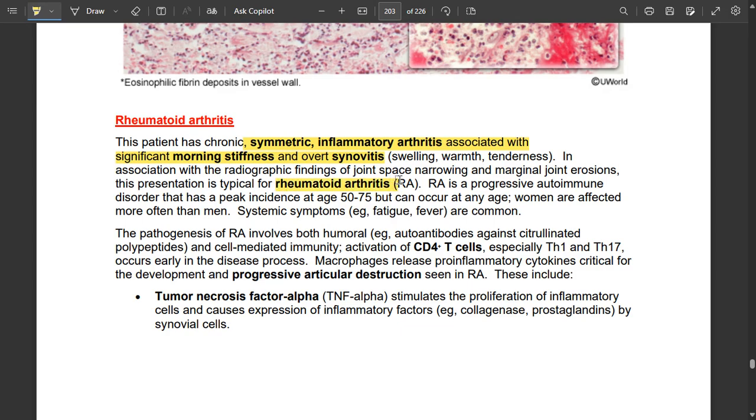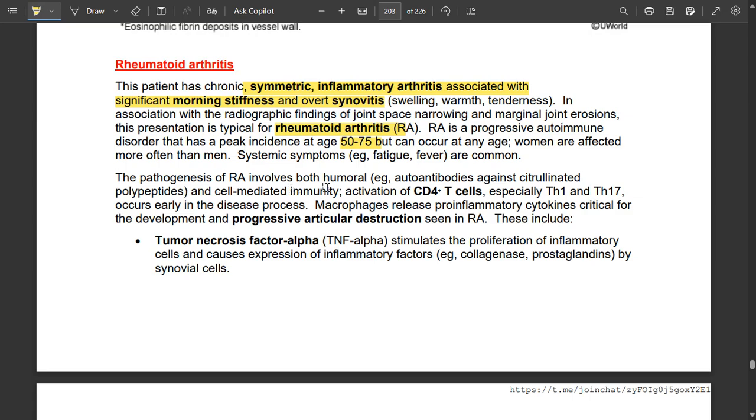This is typical RA, a progressive autoimmune disorder with peak incidence at age 50 to 75, though it can occur at any age. Women are affected more than men. Systemic symptoms are also seen. Pathogenesis involves both humoral autoantibodies against citrullinated polypeptides and cell-mediated immunity, with activated CD4 cells, especially Th1 and Th17, occurring in the disease process. Macrophages release pro-inflammatory cytokines critical for the development of progressive joint destruction in RA.